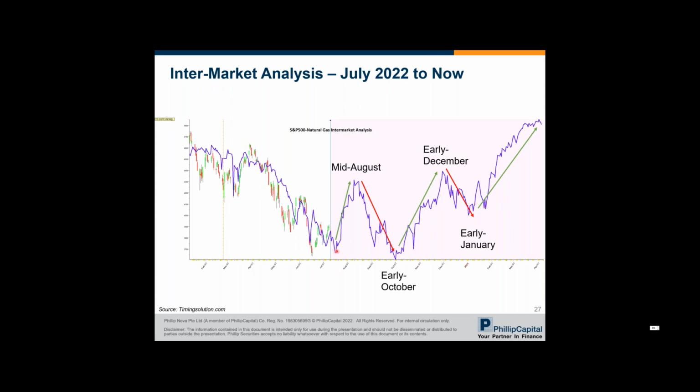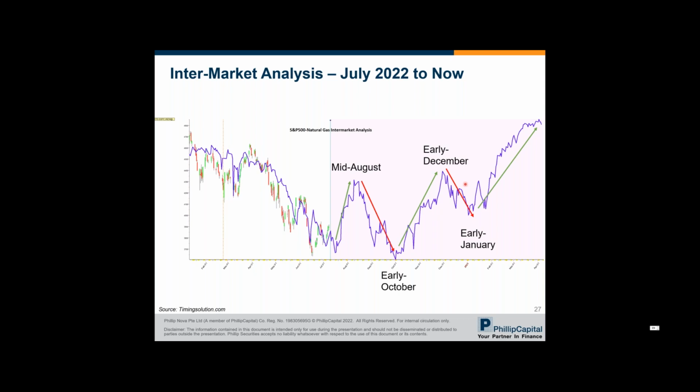The difference is that the inverted natural gas is pushed forward in time by 6 weeks. What this means is that the inverted natural gas leads the S&P 500 by 6 weeks. Thus, after the natural gas bottoms in July, 6 weeks later, the S&P 500 peaked and started trending down. After natural gas peaked in mid-August, then by early October, the S&P 500 bottomed and started its uptrend.